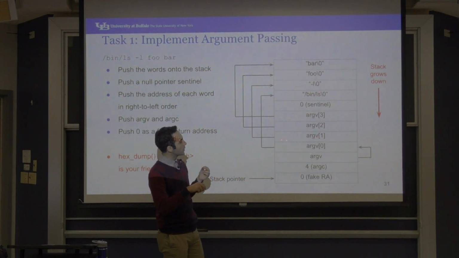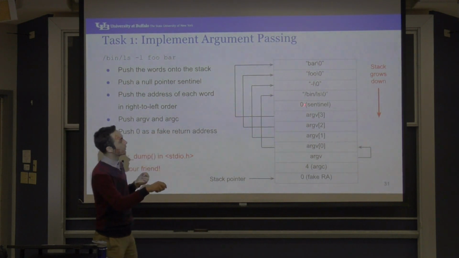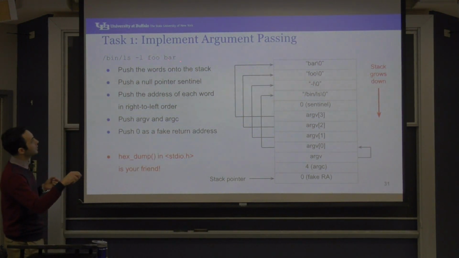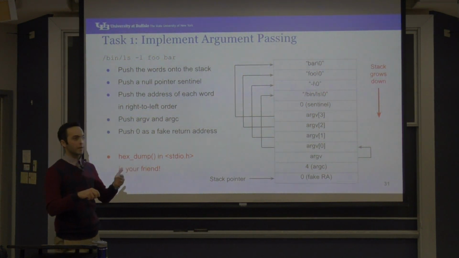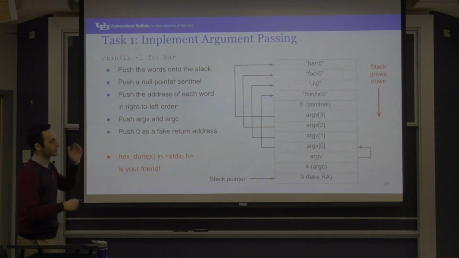And then the next pointer points to the next argument. The next pointer points to the next argument. The next pointer points to the next argument. These are all the arguments in the command line. And then finally, there is another null pointer set for separating these.